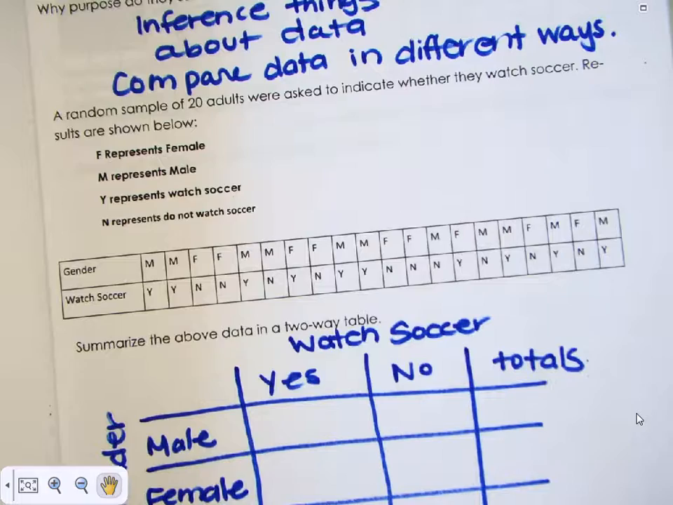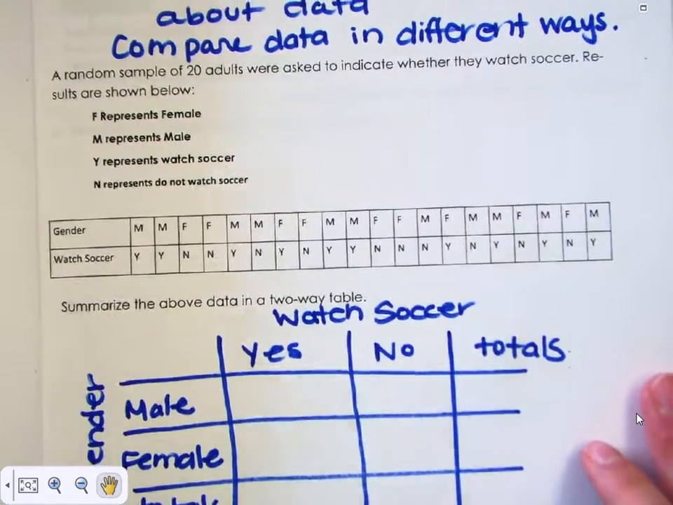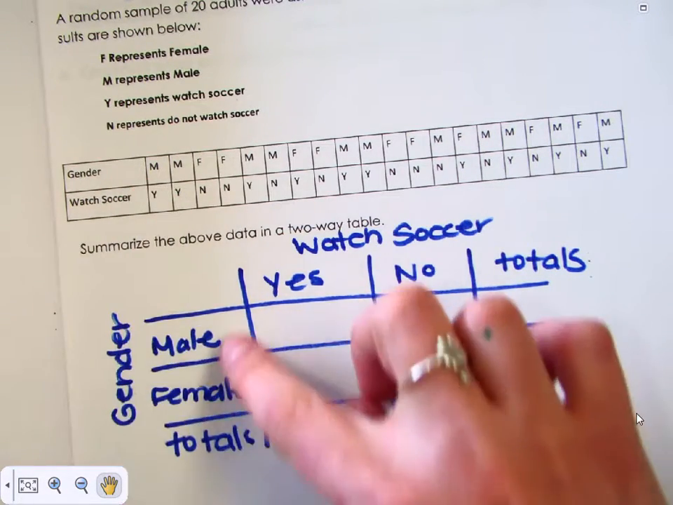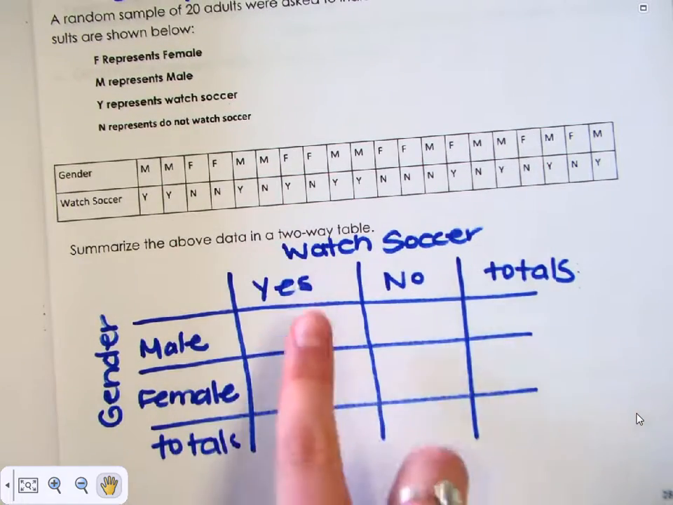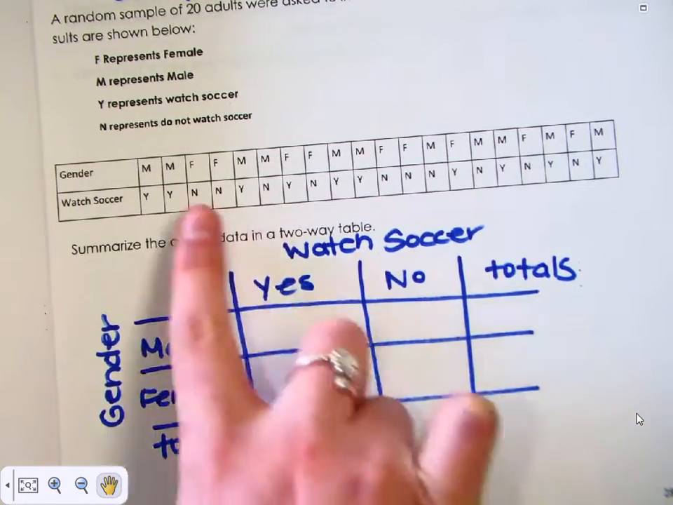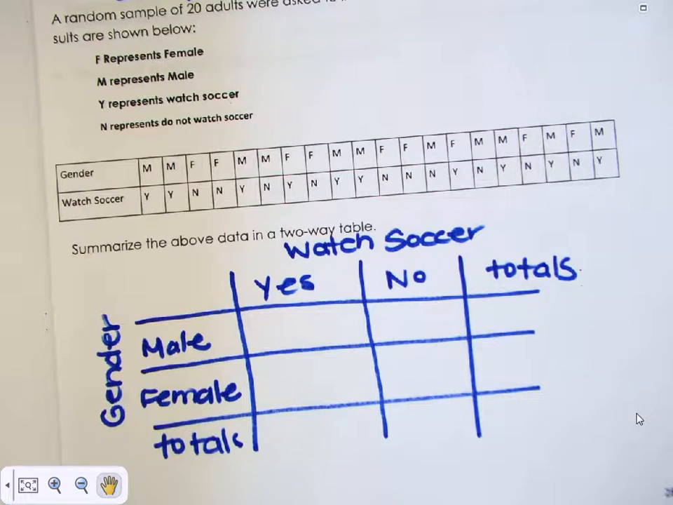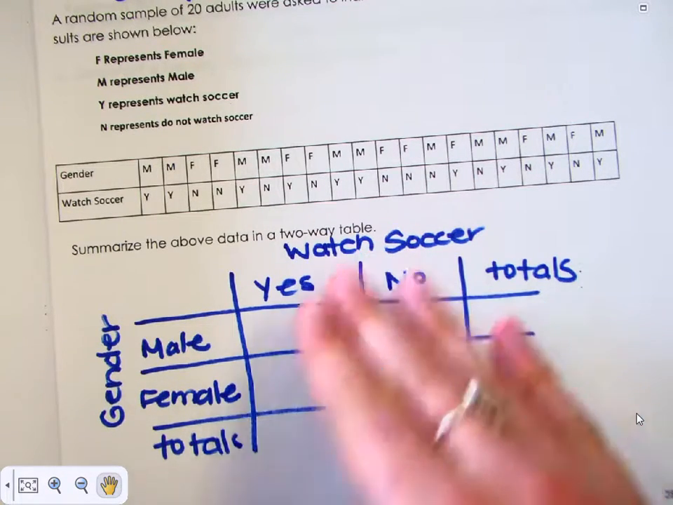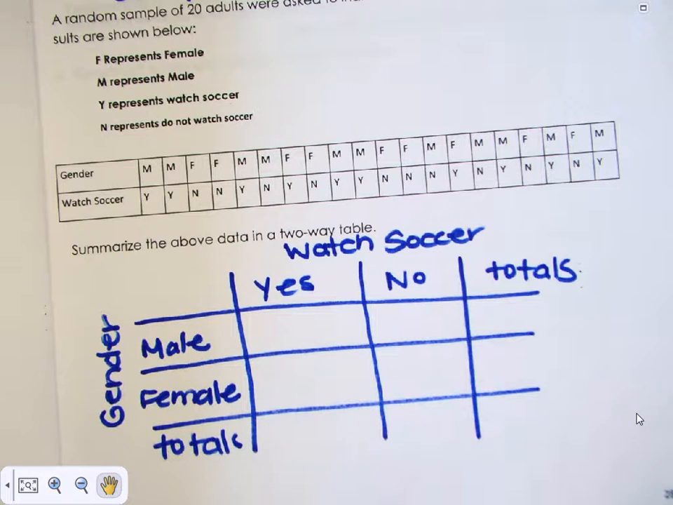So I know this is looking kind of confusing, and I'll move it up so you can see it. But basically you need a space for each of the categories. So the categories here are gender, you can either be male or female, okay? And watching soccer, yes or no. So you can have that as two other categories. And we're going to look at different ways to compare the data. If you're male and how much you watch soccer versus if you're female and how much you watch soccer.